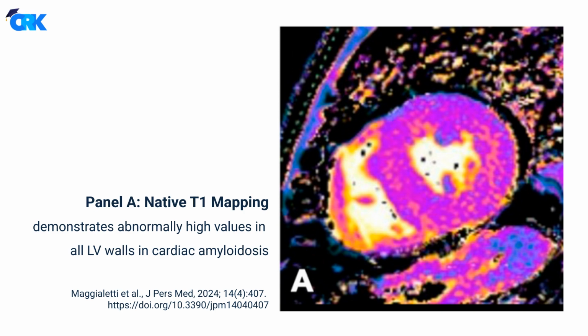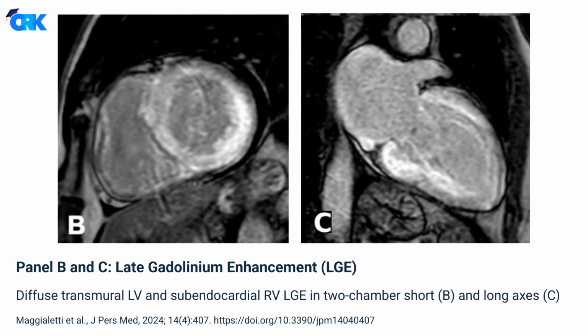Next, we have LGE images in two-chamber, short-axis, panel B, and long-axis, panel C views. Notice the diffuse transmural enhancement of the LV myocardium, along with subendocardial involvement of the right ventricle, a pattern strongly suggestive of ATTR cardiac amyloidosis. This enhancement is non-ischemic in distribution, not following any coronary territory, and difficult to null, one of the classic imaging signatures of amyloid infiltration. The involvement of both ventricles also correlates with more advanced disease.